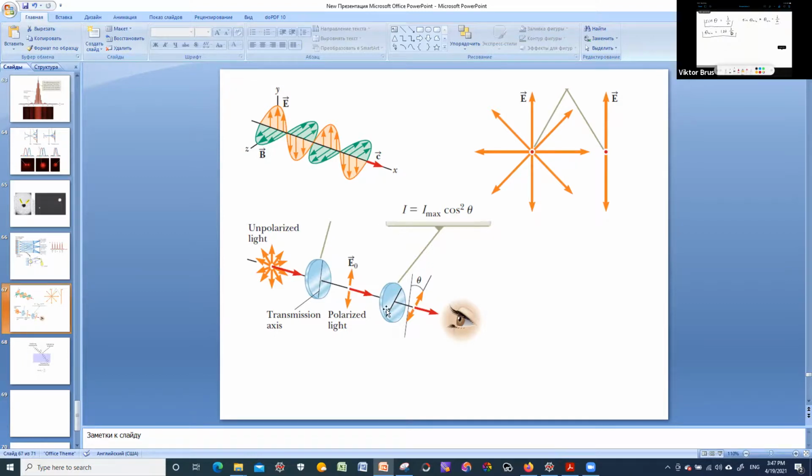So in this case, we can first linearly polarize the incident light, and then with the second polarizer we can manipulate its intensity, the transmission, because it will depend on the orientation of the second polarizer with respect to the first one. So this is usually used in some optical instruments.